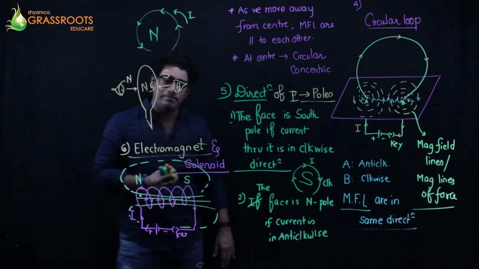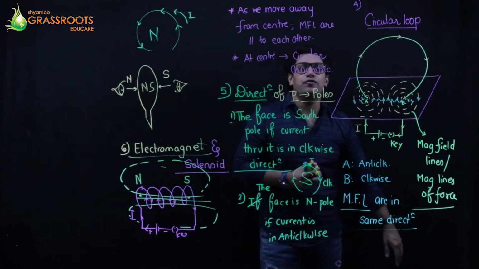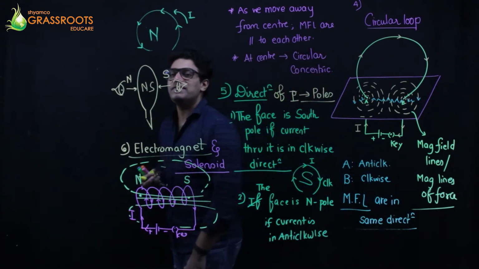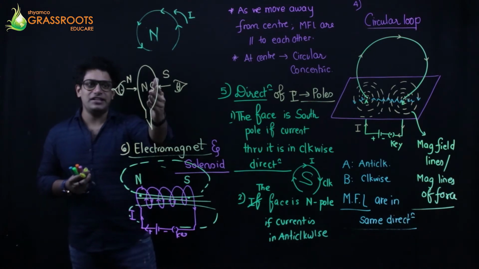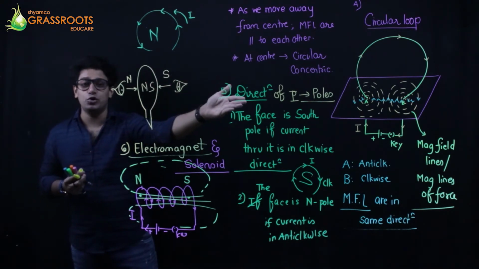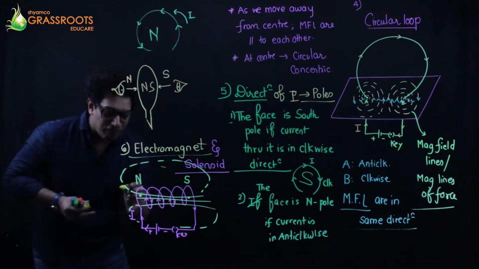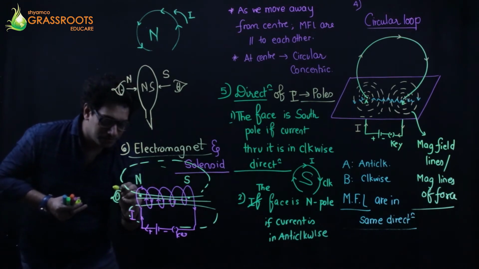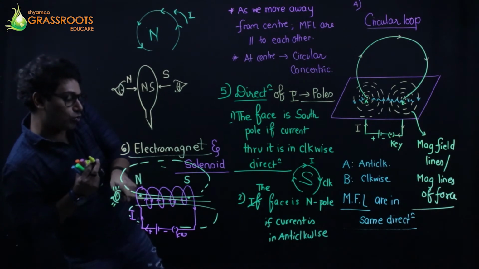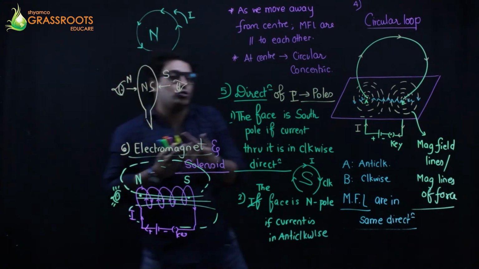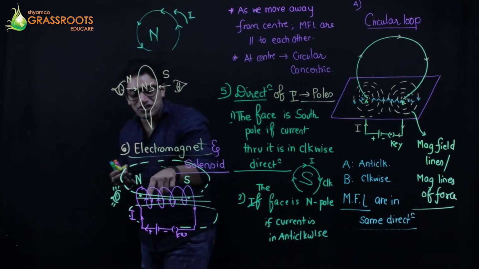Till the current is flowing through the wire, it behaves like a magnet. So it will have a North Pole and a South Pole. The direction can be given by this circular loop. The face, if my eye is out here, and the current is going clockwise, it will be south, so the other will be north. You have to just check the face.